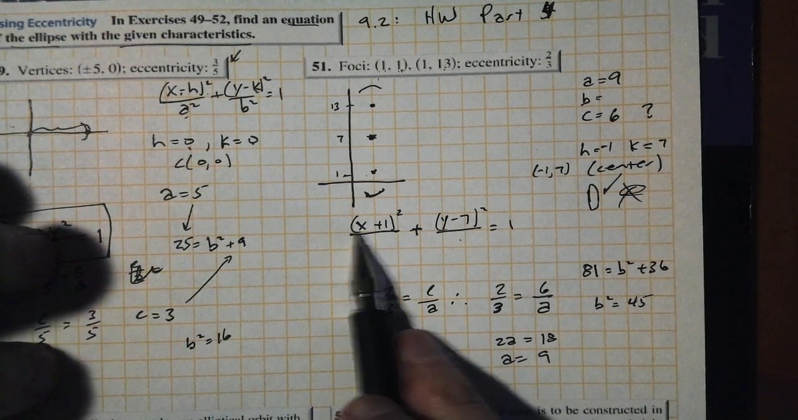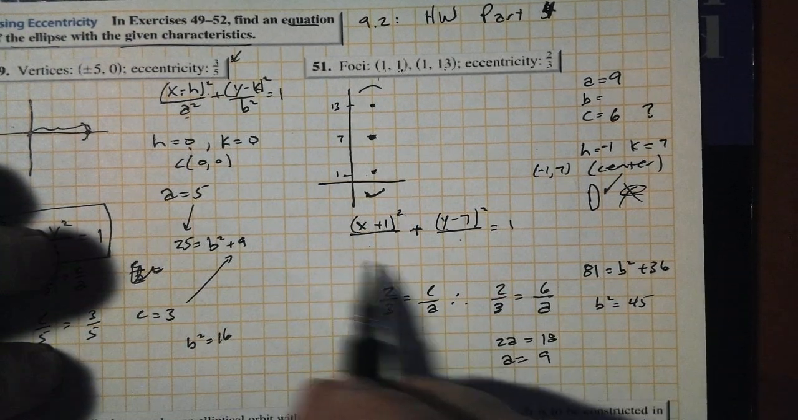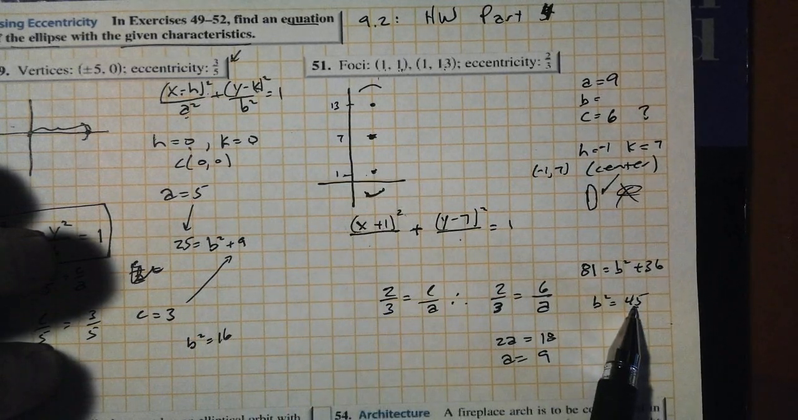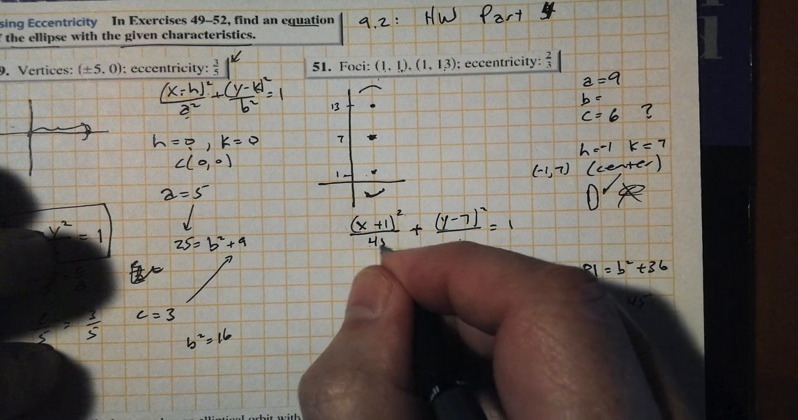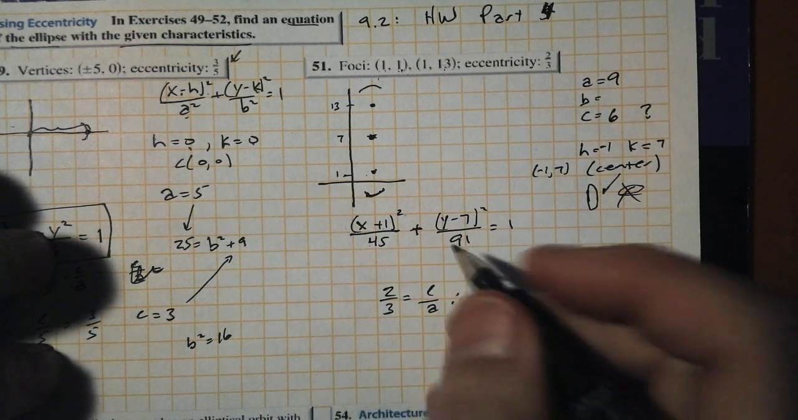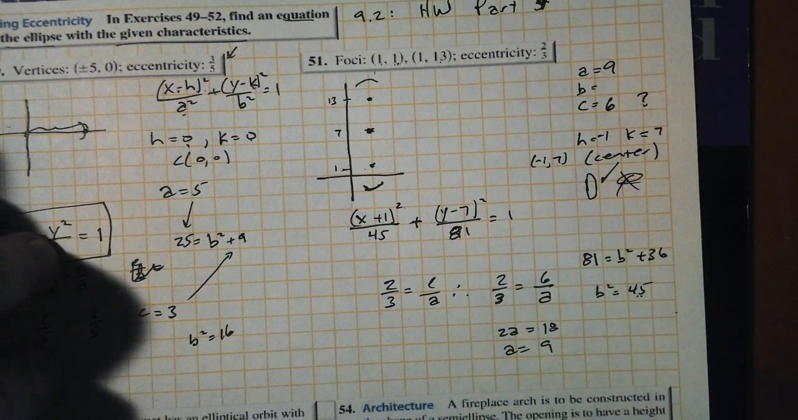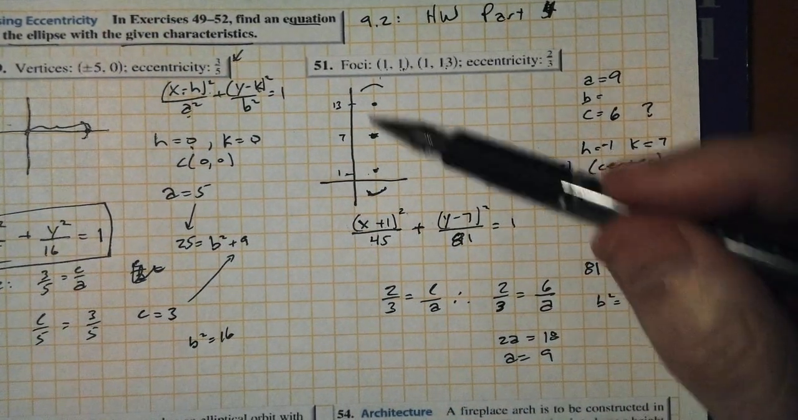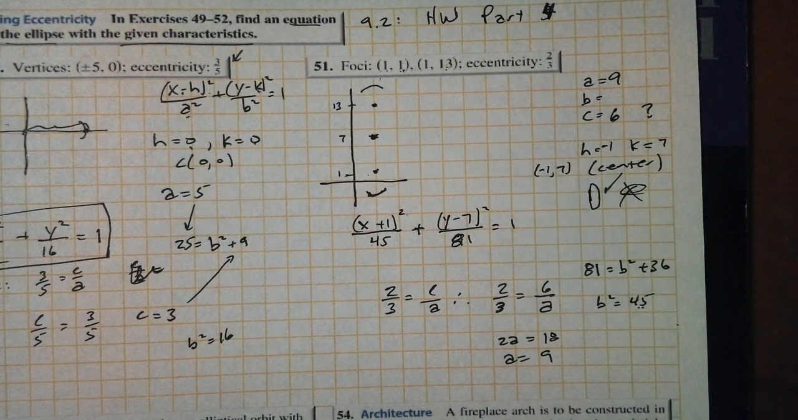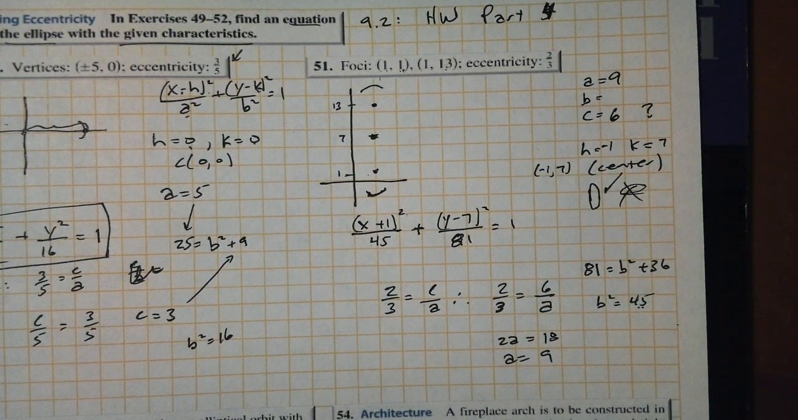I've got x plus 1 squared on the 45, B squared, and, ooh, wow, holy smokes, 81, A squared. We're up 9, down 9, we're right square root of 45, left square root of 45. And there we have it.